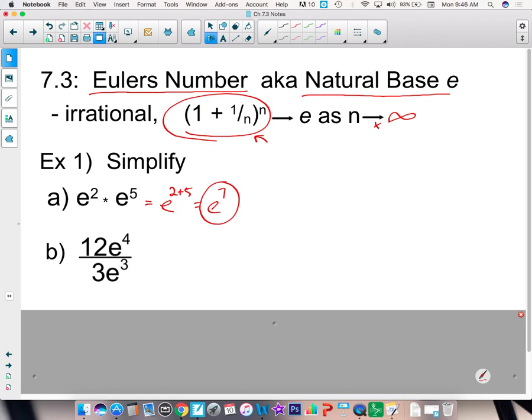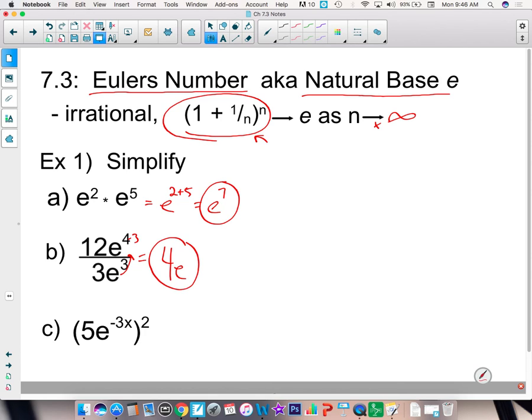And then for B, we got 12e to the 4th over 3e to the 3rd. Just like we did in the bell ringer, you simplify the numbers out front. So 12 divided by 3 gives us a 4, and then we subtract exponents. So 4, we can move this one up, minus 3, so it's just e to the 1st, or just e.